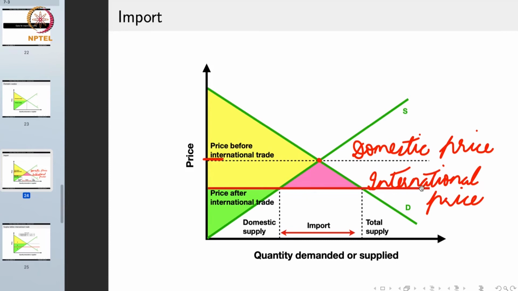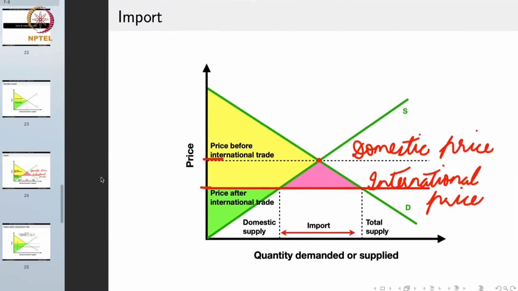So before the international trade, this would be the price. After the international trade begins, we will have this price. And remember that this is the price that we will get even in the domestic market. Why? Because once the country is opening up for imports, the consumers now have an option whether to buy the domestic product or the international product.